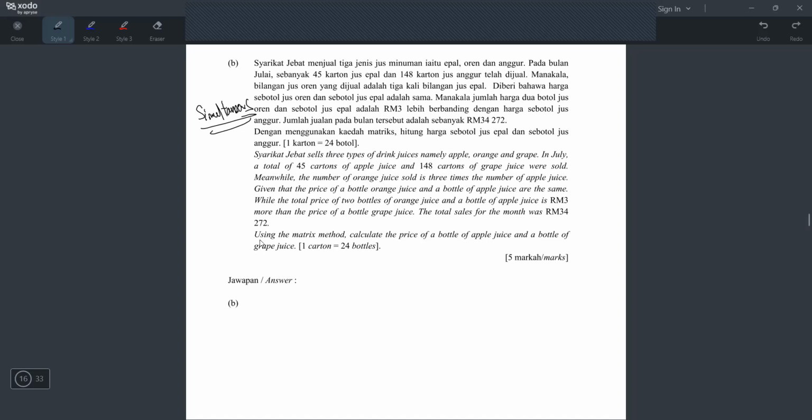You can straight away look at the last line. Whenever you see the words using the matrix method, you know it's simultaneous already. Because for a simultaneous question, you can solve using the substitution method, or the elimination method. And one more method you learn in Form 5 is the matrix method. So when you see the words use matrix method, or use substitution or elimination method, or without using matrix method, you know this is simultaneous, confirm 100%.